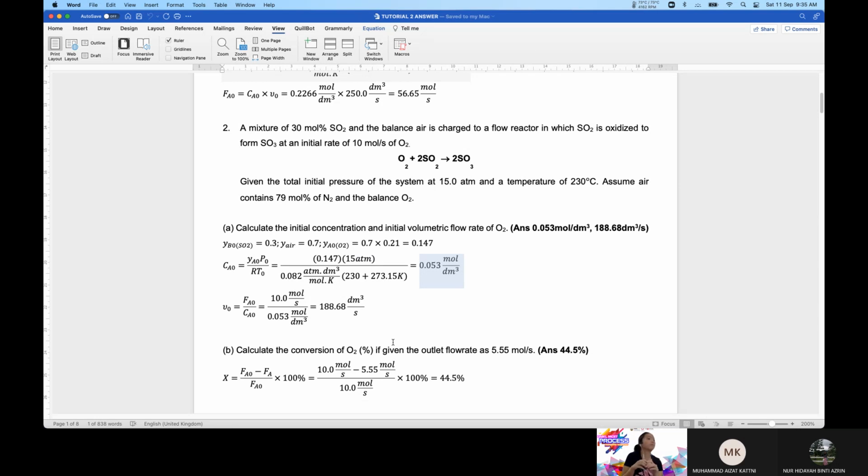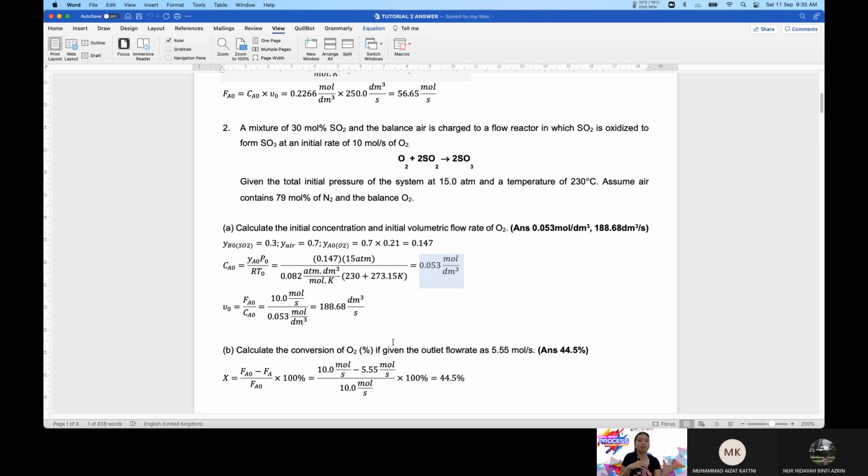Part A, Part B. It says calculate the conversion of oxygen, our A. We want to know the conversion of A, given an outlet flow rate of 5.55 mole per second. It asks us to calculate the conversion. They give us FA, 5.55 mole per second, the outlet flow rate.